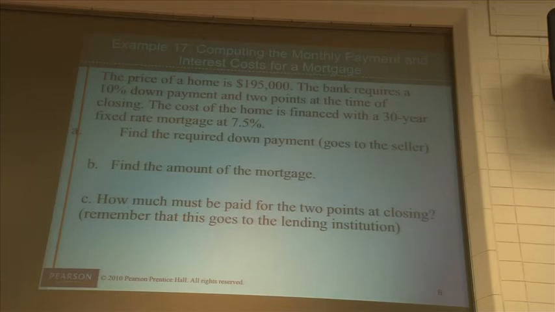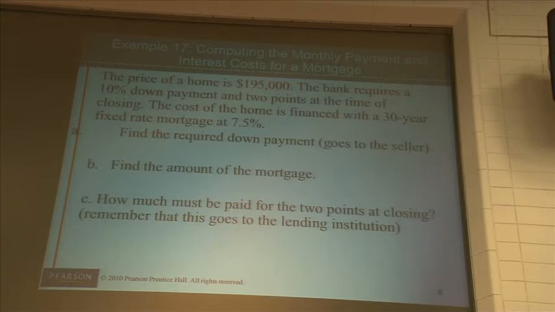All right, let's talk about buying a house. The $195,000. Holy crap. The bank requires a 10% down payment and 2 points at the time of closing. The cost of the home is financed with a 30-year fixed rate mortgage. That's nice. You always know how much you have to pay. At 7.5% interest. First things first, find the required down payment. This is what you have to give to your broker right off the bat.